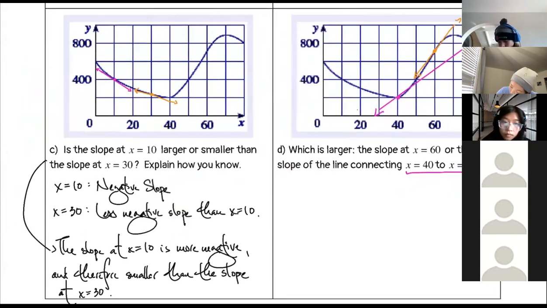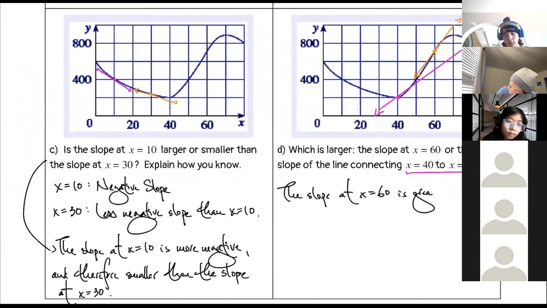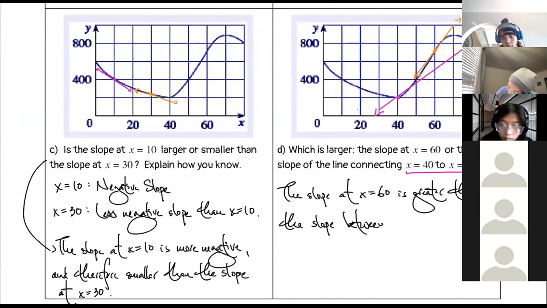All right, so I would say the slope at x equals 60 is greater than the slope between x equals 40 and x equals 80. Okay.